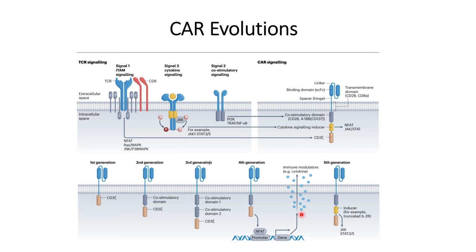And the latest is the fifth generation, where they have used an inducer such as IL2R, truncated IL2R. So what it does is this inducer will trigger generation of cytokines such as IL2R, which will enhance the activation of these T cells and the immune response against the tumors or cancer cells with the antigens which correspond to the binding domain that is expressed on the CARs. So these are the different generations.